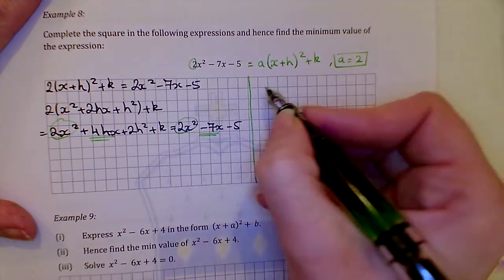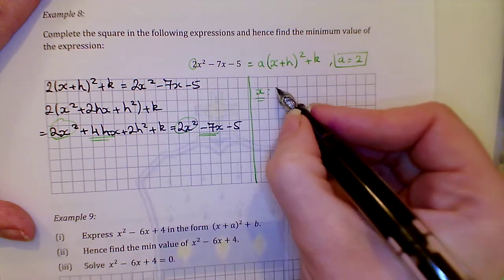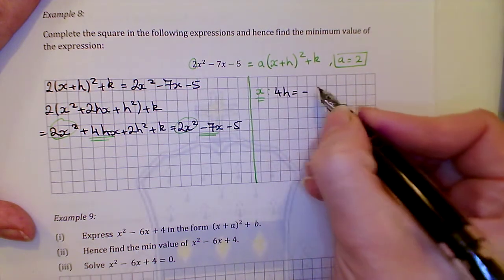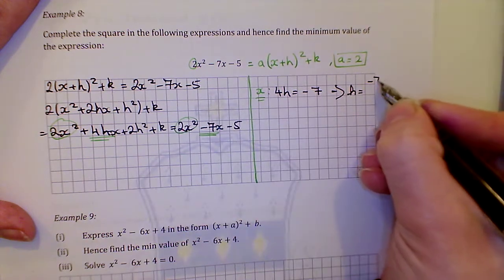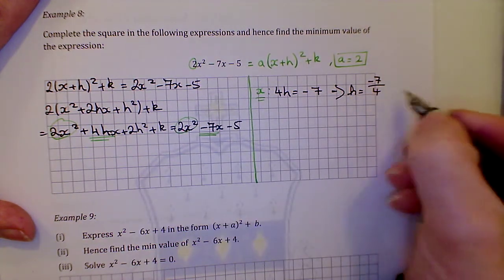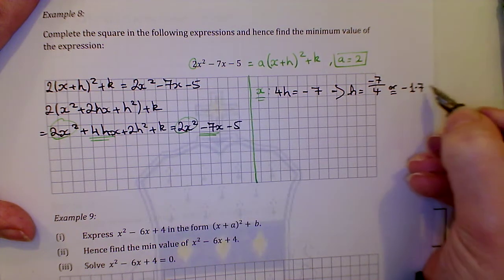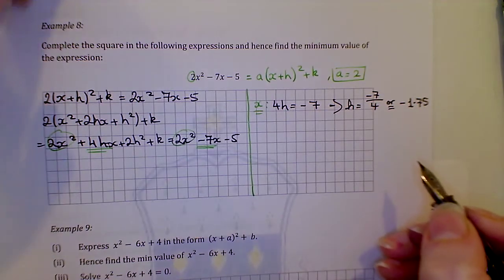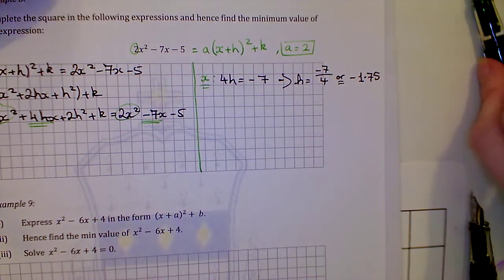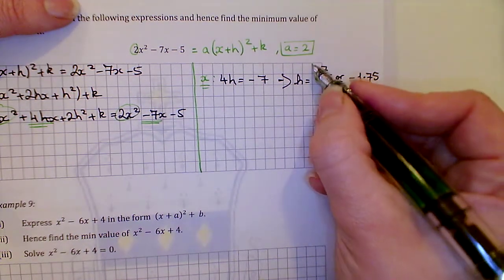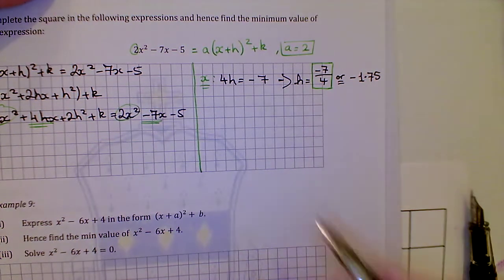So we'll start with our x terms, and the x terms tell us that 4h is equal to minus 7, and so h is equal to minus 7 over 4, and you can leave it as that, or you can change it to minus 1.75. It's getting a little bit blurry over there. Minus 1.75. Right, so there's my h value. I'm going to use the fraction this time. I think I used the decimal the last time.